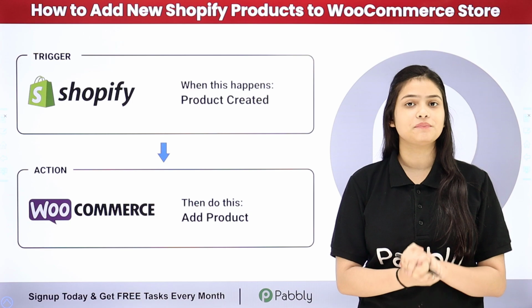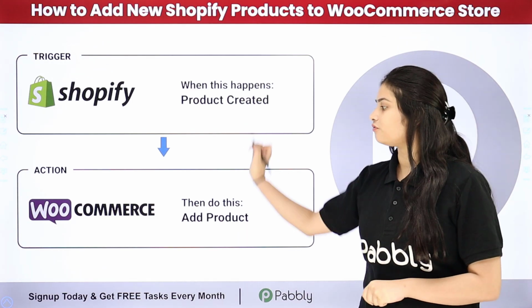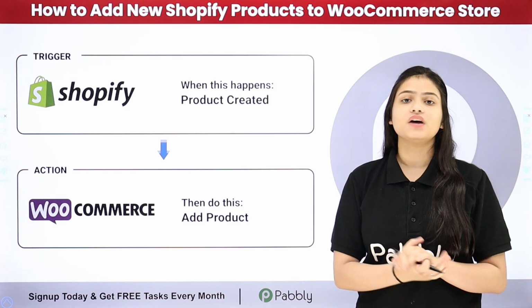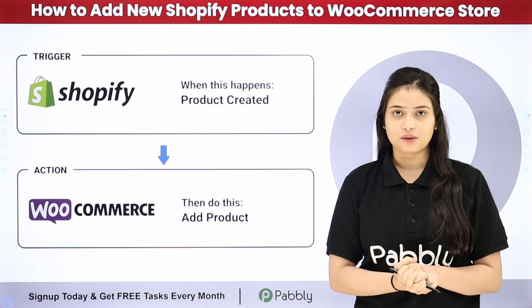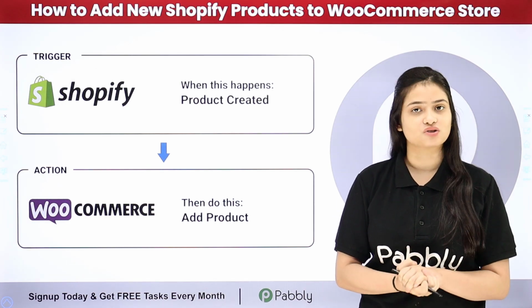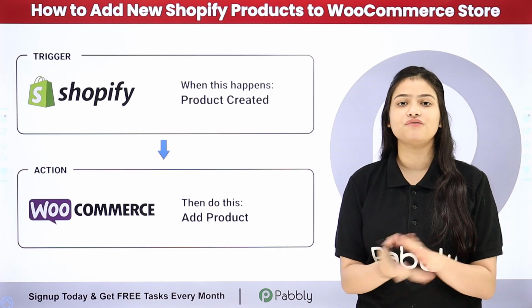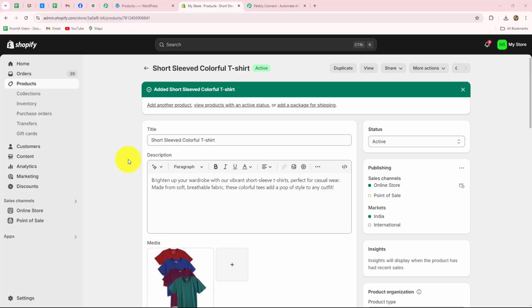So how are we going to automate this entire process? For this, we will have to set up a connection between Shopify and WooCommerce. And to do that, we are not going to use any kind of coding and programming skills. We will simply use Pabbly Connect, which is an amazing automation and integration software. So if you also want to learn this amazing automation step by step, you have to come towards my screen. Welcome to my screen, everyone.